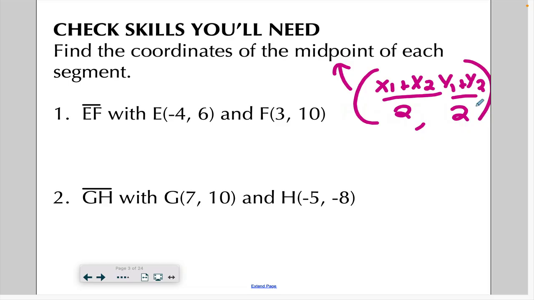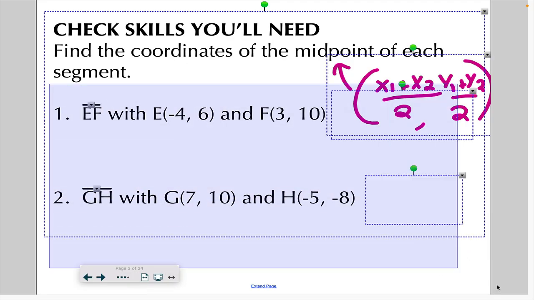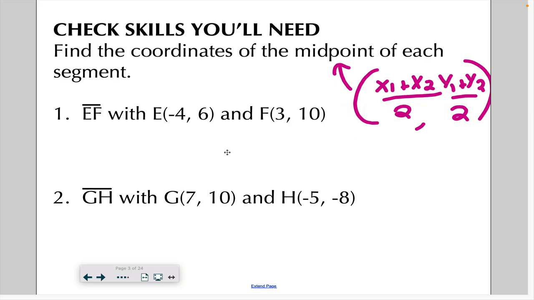We all right back there? Yeah. Are you sure?